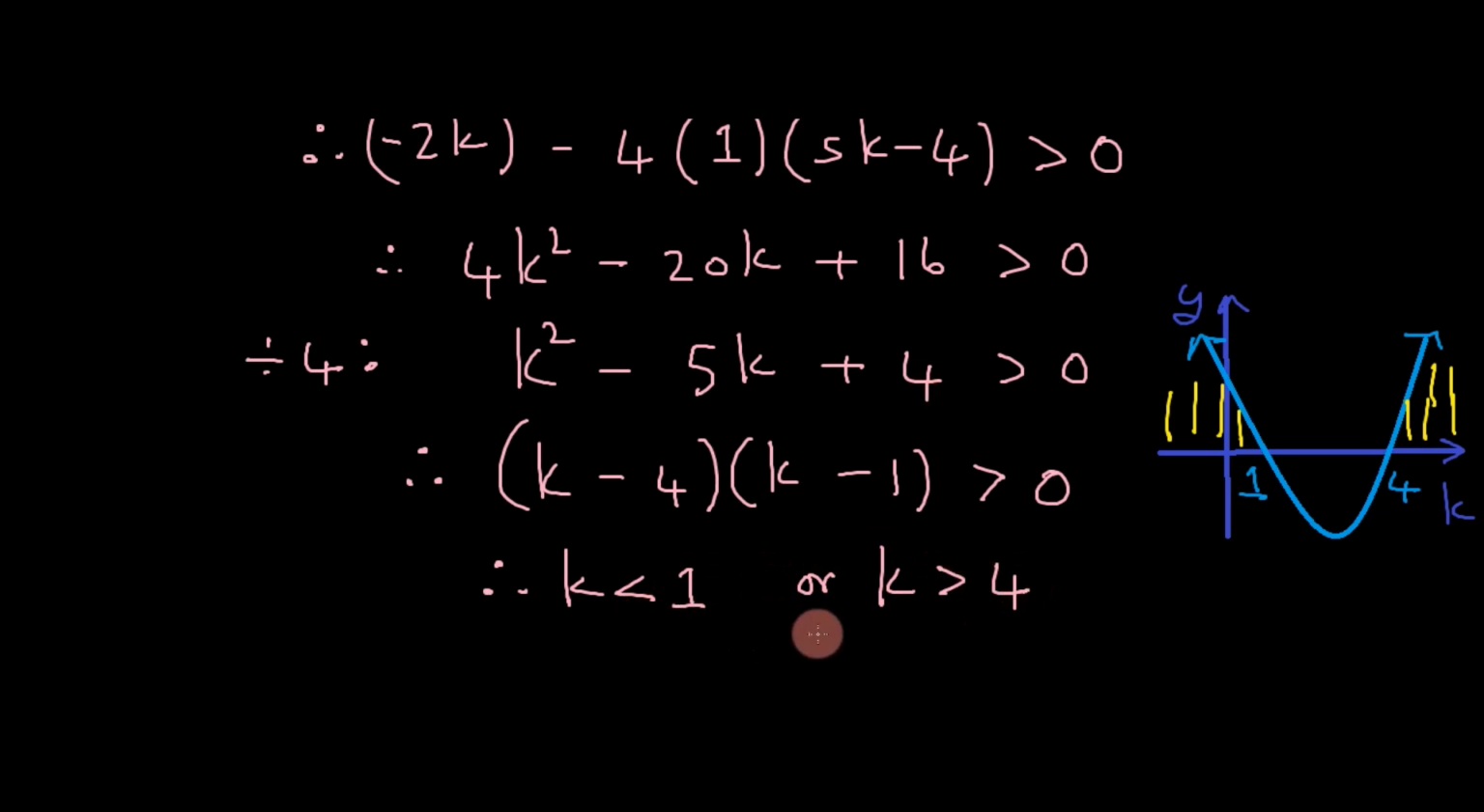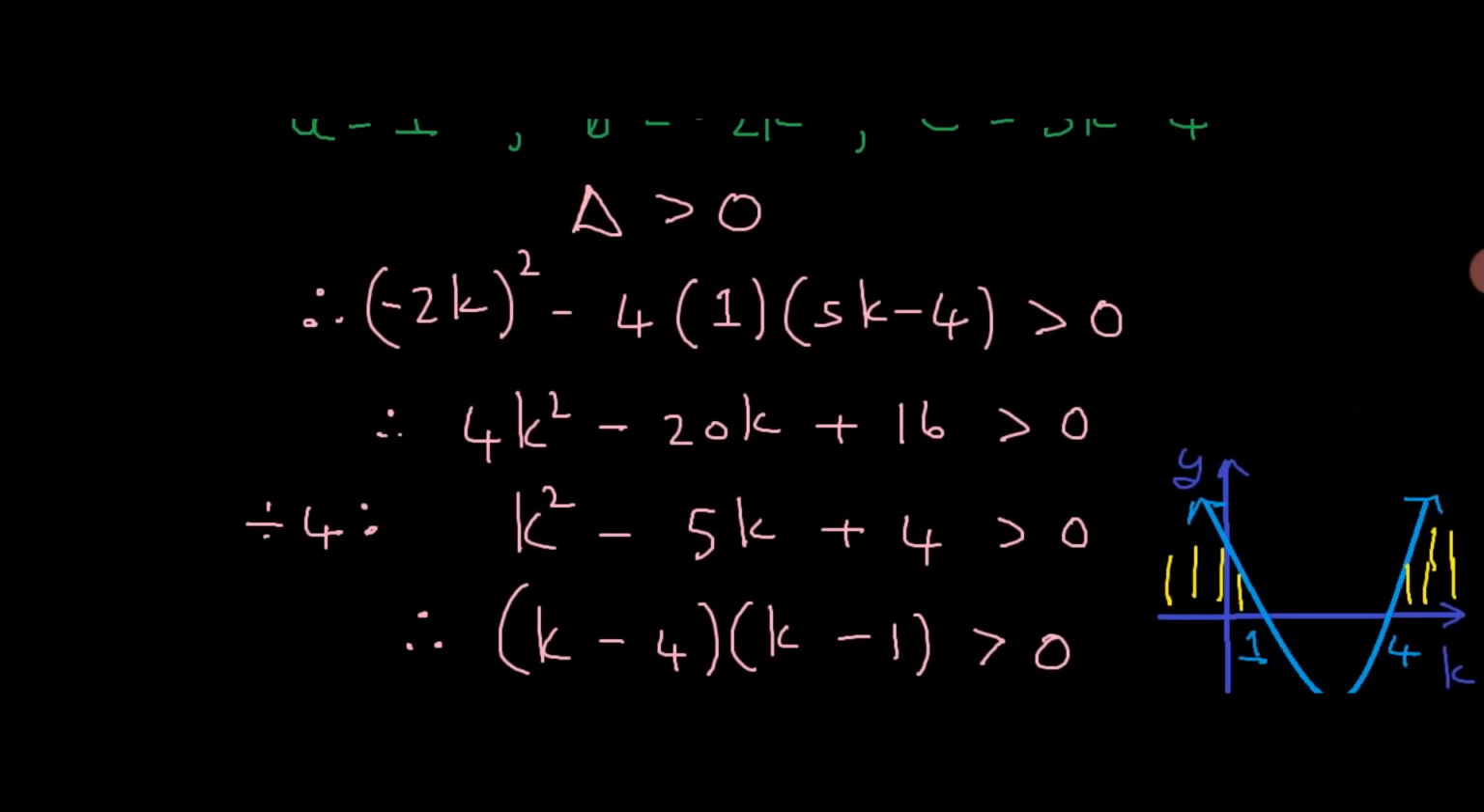What does this answer represent? It represents the values of k for which the roots will be real and unequal, because we got it by solving delta strictly greater than 0.